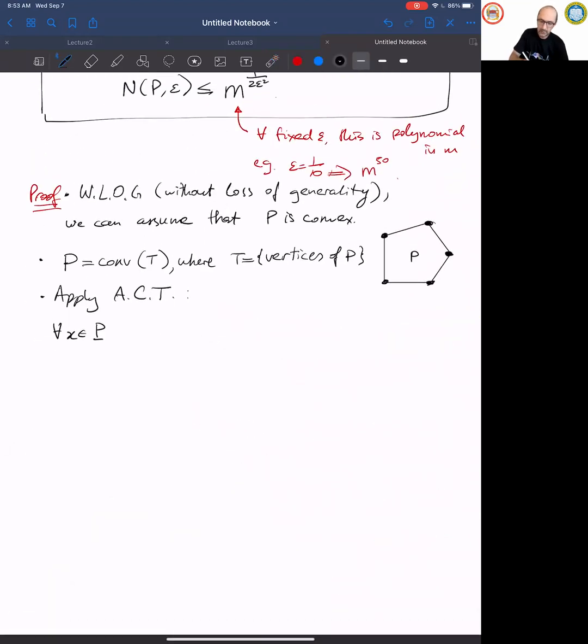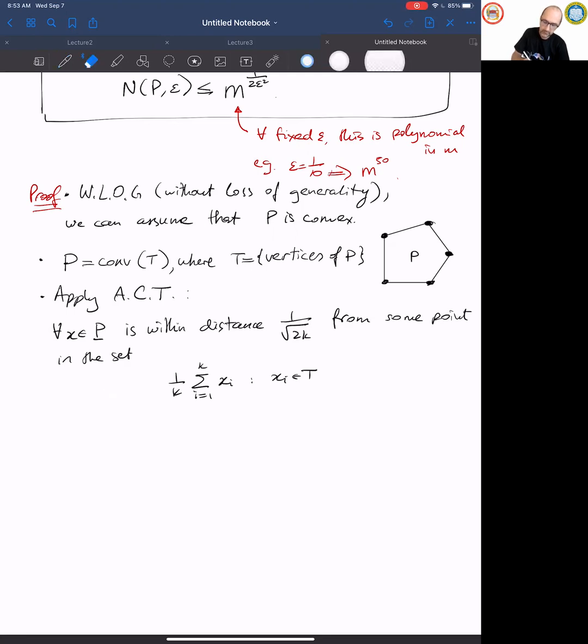Any point in P is within distance 1/√(2k), that's an error in the theorem, from some point like this, 1/k times the sum of k xi, where xi is in T. Some point in this set, let's call it script N, like calligraphic N.